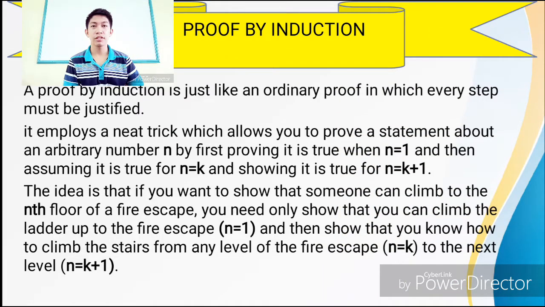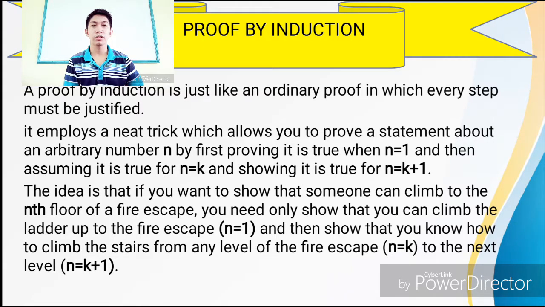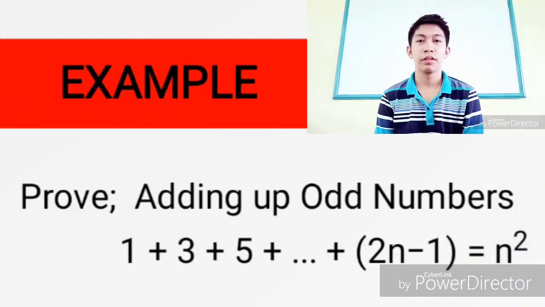The third and the last type of proof is proof by induction, or simply called mathematical induction. A proof by induction is just like an ordinary proof in which every step must be justified. It employs a clean trick which allows you to prove a statement about an arbitrary number n by first proving it is true when n equals 1, and then assuming it is true for n equals k, and showing it is true for n equals k plus 1. Example: 1 plus 3 plus 5 plus up to 2n minus 1 equals n squared.